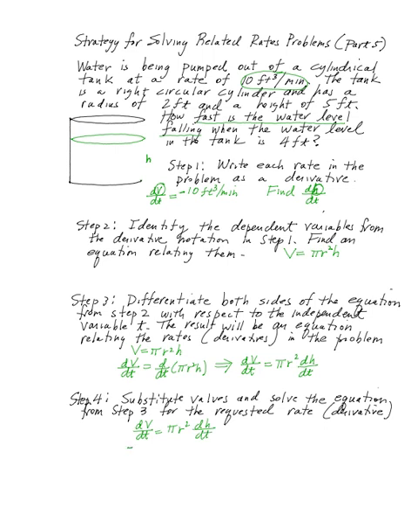dV dt I know is negative 10 cubic feet per minute. The radius is what? The radius is 2 feet. And dH dt is what I'm trying to find. So I solve for dH dt, and I get negative 10 over 4 pi.